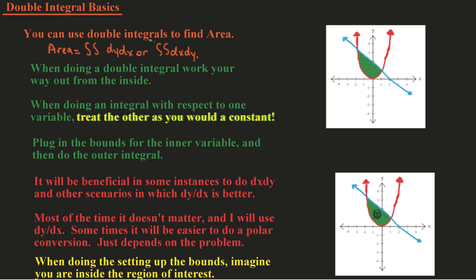Today we're going to look at double integrals to find area. Area can be the double integral of dy dx or the double integral of dx dy. When you're doing a double integral, you work your way from the inner integral out to the outer integral. So in this case, you would do dy first, and then you would do the dx. And in this scenario, you would first do dx and then do the dy.